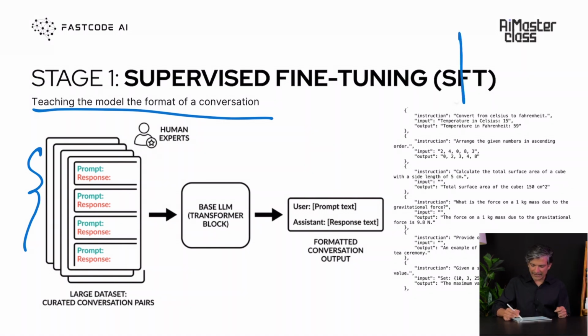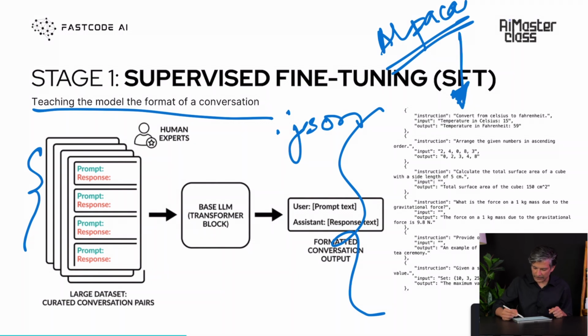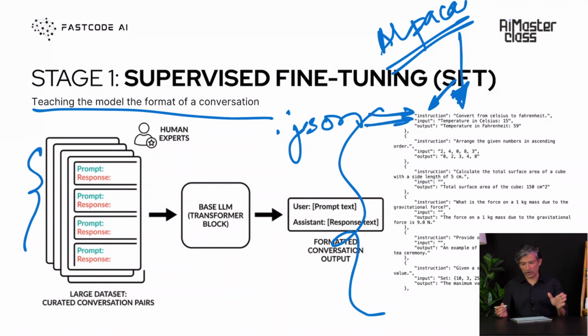And this is an actual dataset from Alpaca. If you go to the Stanford Alpaca GitHub project, and if you look at the dataset.json, you will find a file like this. Let's look at it closely, right? So this is the instruction that we want the LLM to follow. What is the instruction? Convert from Celsius to Fahrenheit. So this is essentially the prompt. And then there is an input. The input is essentially the context. And what is the context? Temperature in Celsius 15. And this is what we want the output to be.